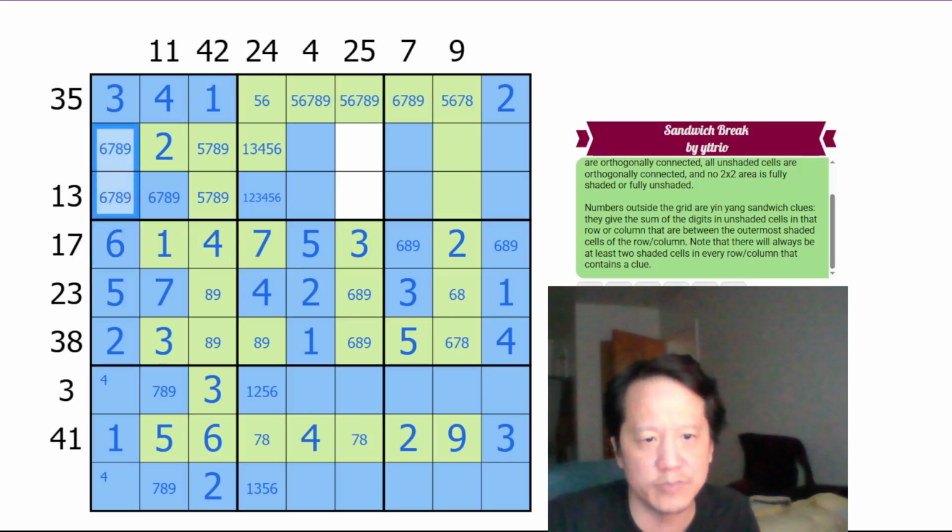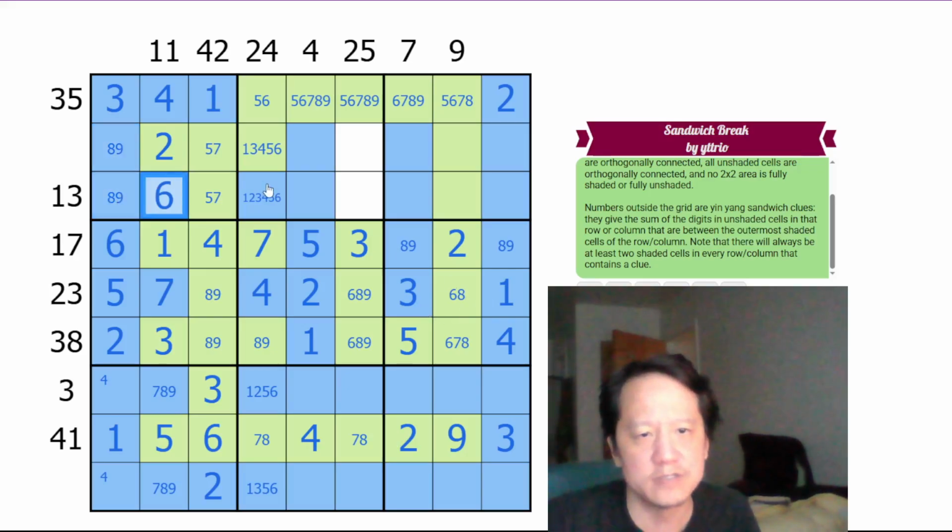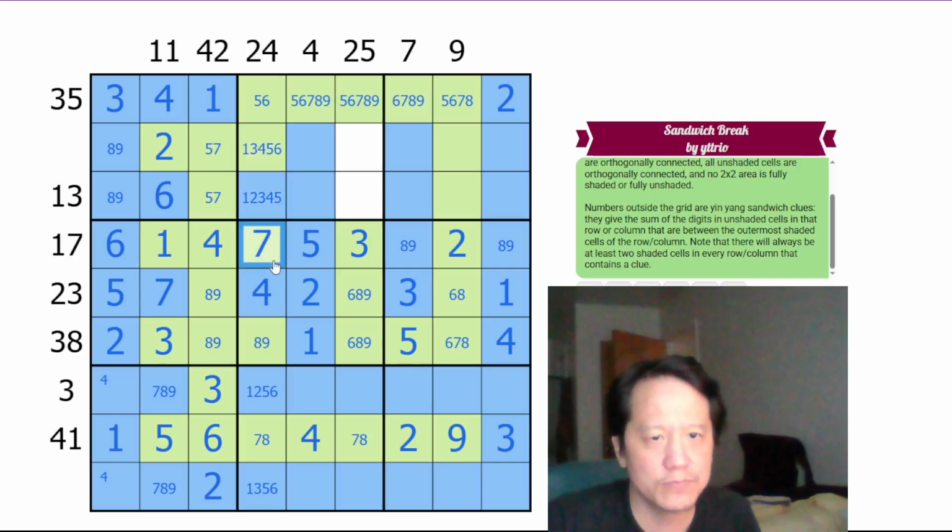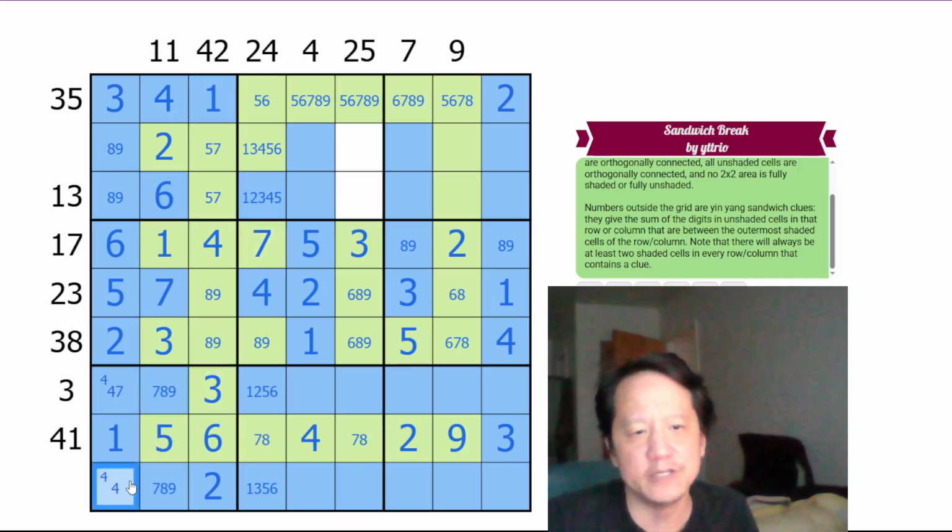It's 6, which eliminates 6 in the rest of the row and column. 8, 9 as a pair eliminates 8, 9 in the rest of the column. So this is 5, 7, which eliminates 5, 7 in the rest of the box. This can't be 7. It's 8, 9. That forces this to be 6 here. So there's no 6 here. Leaving 4, 7 in the remaining digits in column 1.